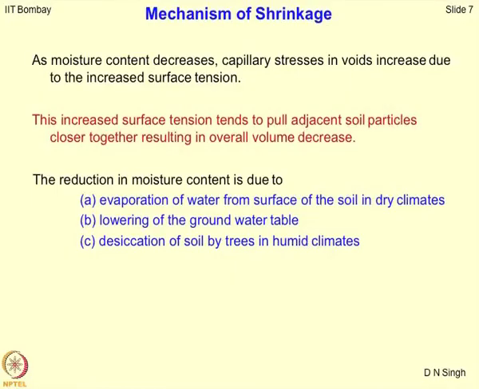This increased surface tension tends to pull adjacent soil particles closer together, resulting in an overall volume decrease. A typical model of capillarity is where you have a capillary tube and the water film is uplifting the water in the capillary. So, the reaction of that force comes on the soil particles, and soil particles become more and more densely packed. What are the causes of reduction in moisture of the soil mass? Evaporation of water from the surface of the soil in dry climates, lowering of the groundwater table, and desiccation of soil by trees in humid climates. So, the more the humidity, the more the shrinkage cracks. More humidity will cause more desiccation, more desiccation will cause more evaporation of water, and more evaporation of water will cause more shrinkage cracks to develop.